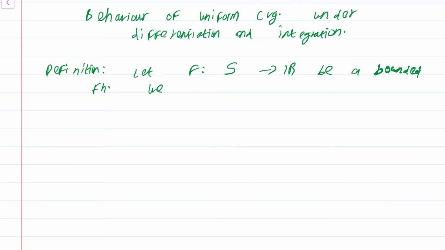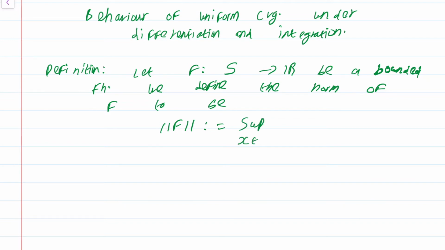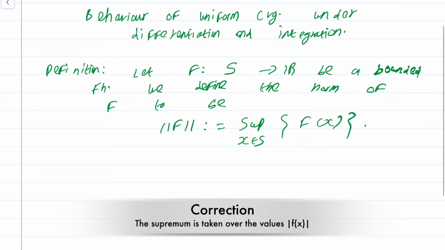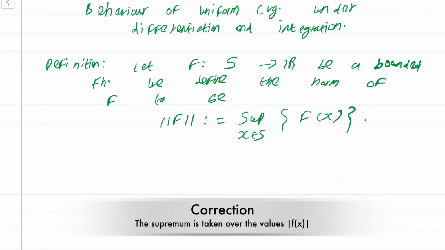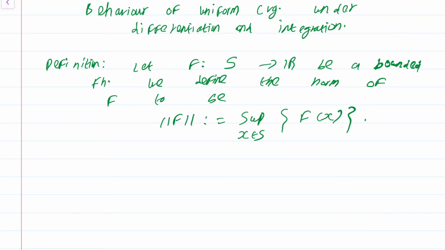We define the norm of f, written with 2 bars like this, to be by definition equal to the supremum over x in S of |f(x)|. So all you do is you look at all the values of |f(x)| and take the supremum. Such a supremum will exist simply because this is a bounded function. Now, in this course, we will make only rudimentary use of this, and that is contained in the following proposition.